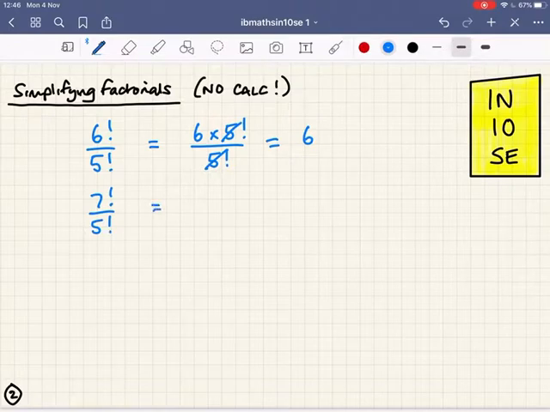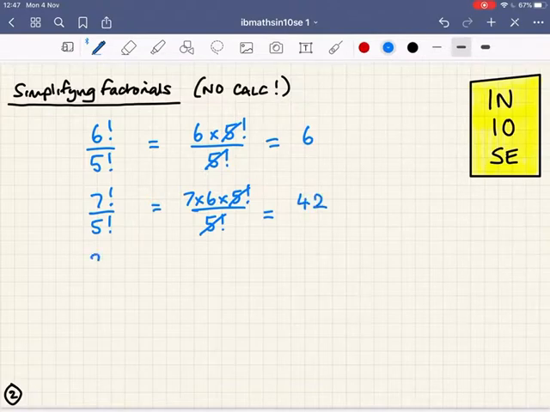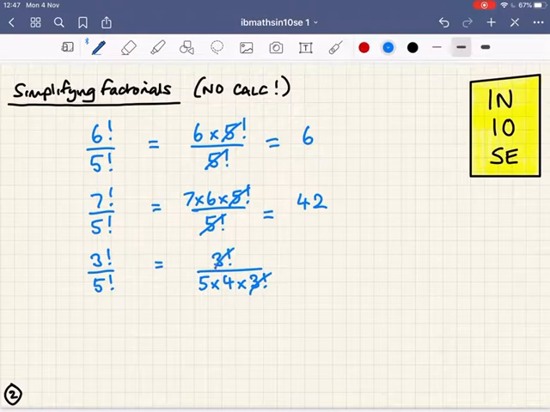So another example, 7 factorial over 5 factorial. This time they've both got 5 factorial in common, so 5 factorial stays on the bottom, but 7 factorial is 7 times 6 times 5 factorial. So we can cancel that down again, and this time we end up with 7 times 6, which is 42 as our solution. Another simple example, 3 factorial divided by 5 factorial. Smaller of the two is 3 factorial, that will be our common factor, and we can rewrite 5 factorial as 5 times 4 times 3 factorial. And those can be cancelled down to give us a result of 1 over 20.